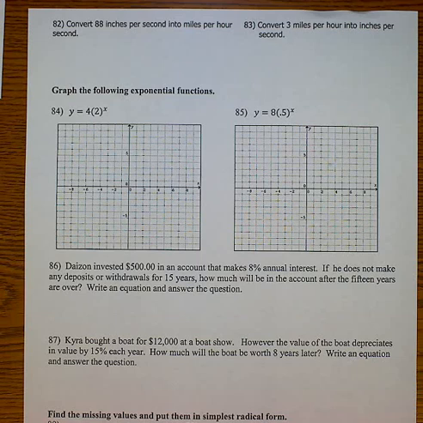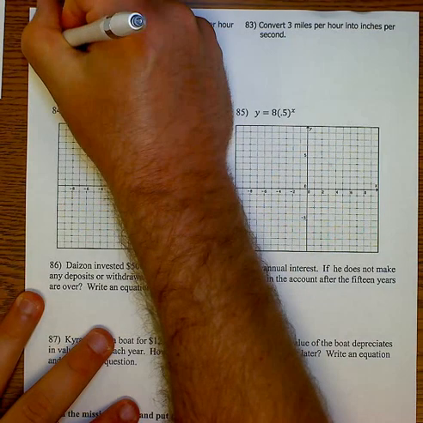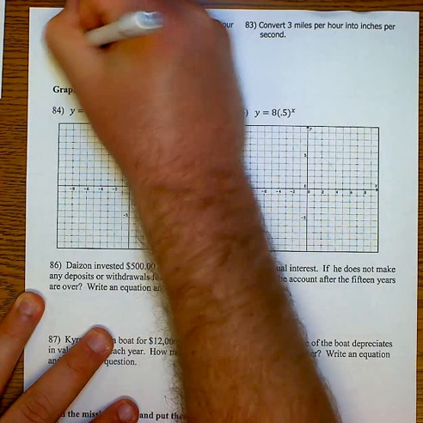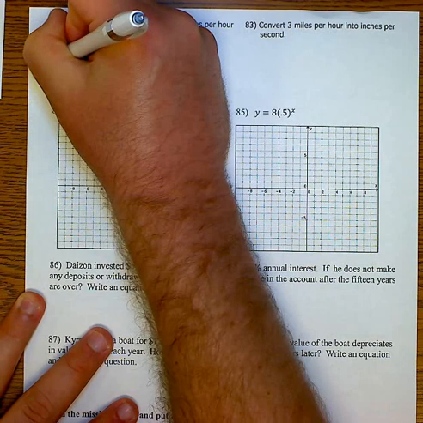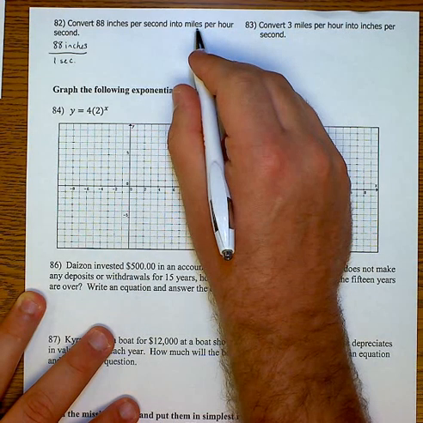Alright, this is the new stuff. 82 and 83 is the new stuff, converting from 2 units into a different 2 units. So 88 inches per second. So 88 inches per means division, 1 second. So I need to change inches into miles, and I need to change seconds into hours.